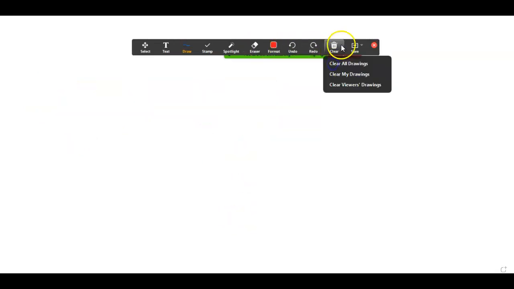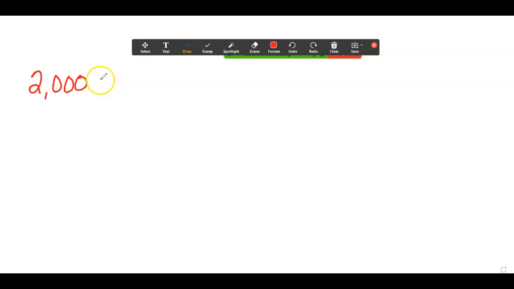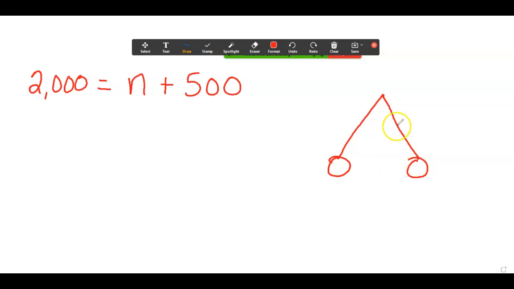Okay, so let's do a couple more. Let me just clear this. So I want to do 2000 equals n plus 500. Okay, so if I'm doing my scale, that means I have 2000 on this side. I have n plus 500 on this side. So right now, they're equal. What I want is to get rid of this 500 so that the n is all by itself.